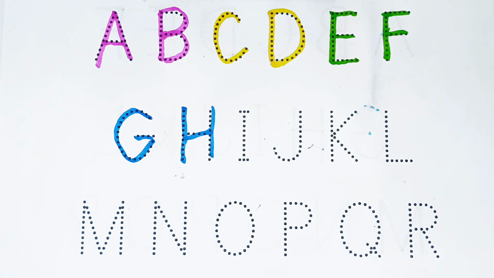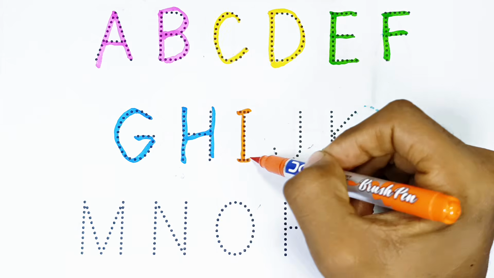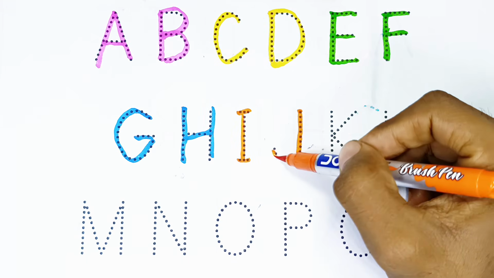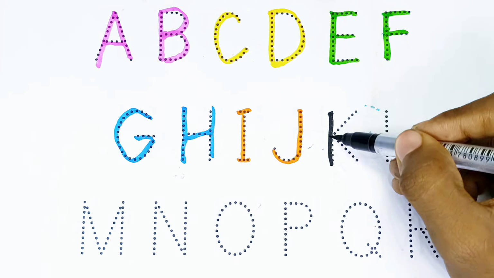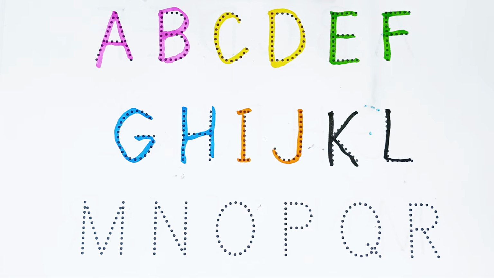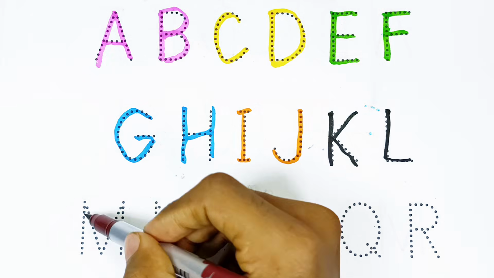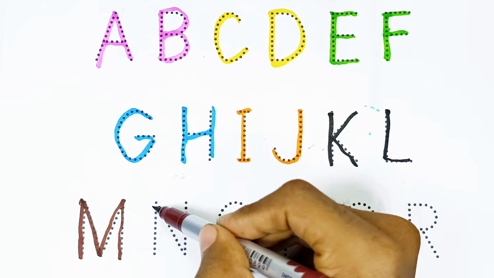Kids, now you draw I. I for ice cream. J for joker. Kids, now you draw K. K for king. L for lion. Kids, now you draw M. M for moon.